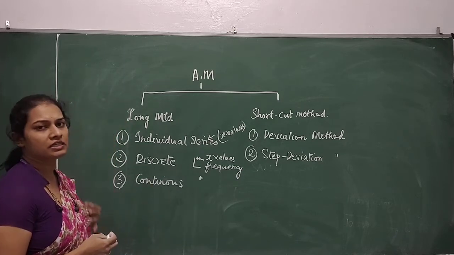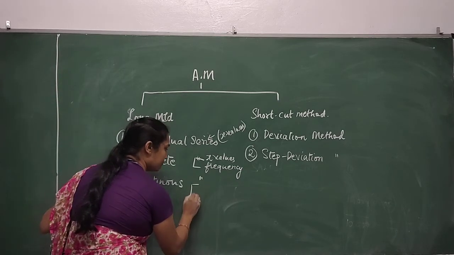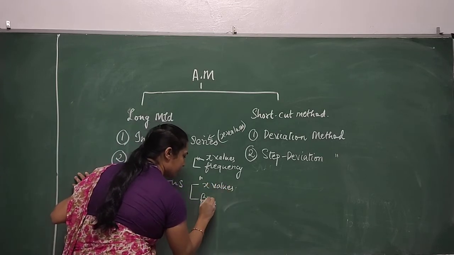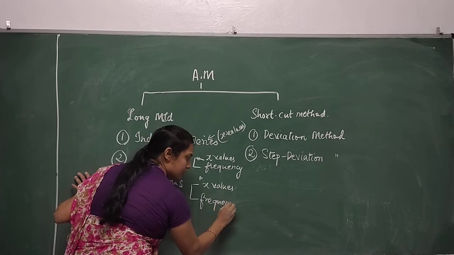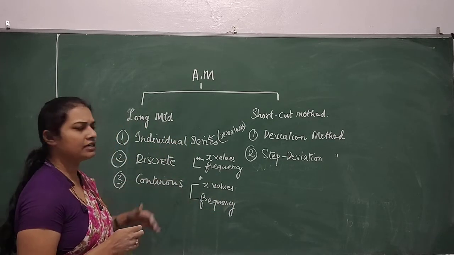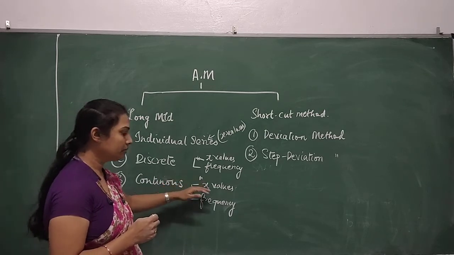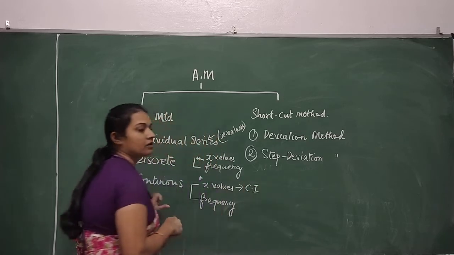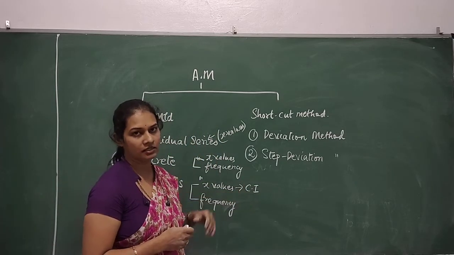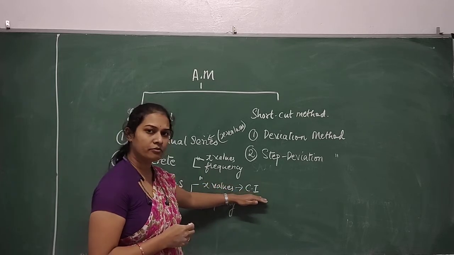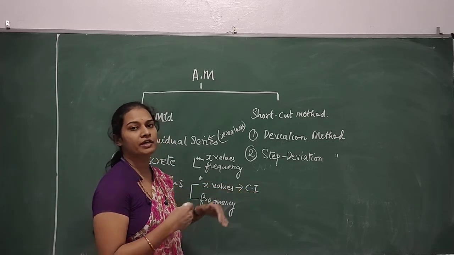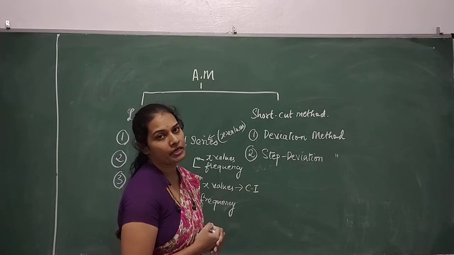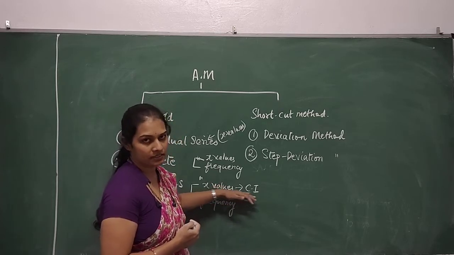Coming to your continuous series, you will be given the same thing, which is x values and frequency. But now you have a question: ma'am, discrete series and continuous series are still the same. Yes, but the x values will be given to you in the form of class intervals. When they are given in the form of class intervals, you have to find out a whole number. How will you find it? By taking a midpoint. That is how you find out your x values.